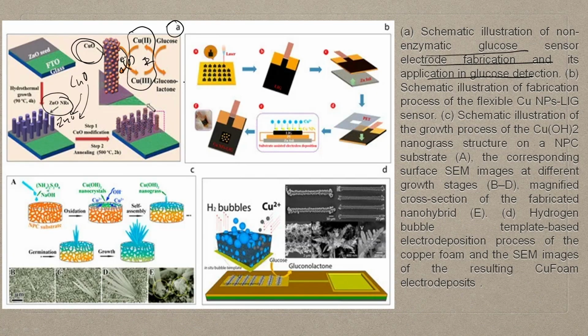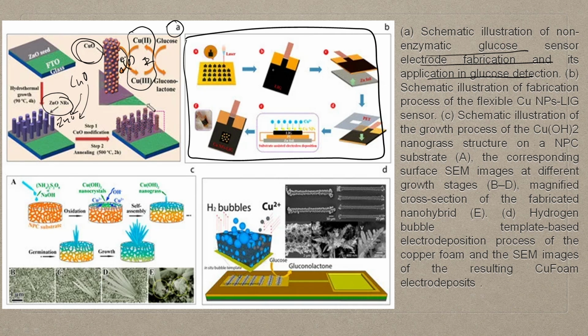So, here is the whole process and what is happening. You could see you are doing the laser irradiation, creating the surface, and then doping the surface with copper, and then the reaction happens here. So, this is the schematic of the copper nanoparticle and laser-induced graphene sensors.